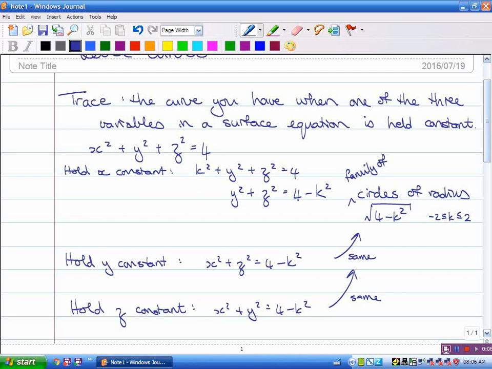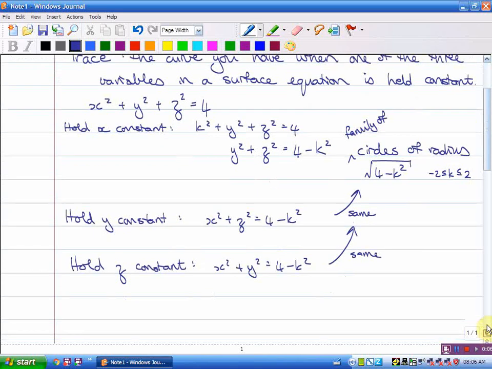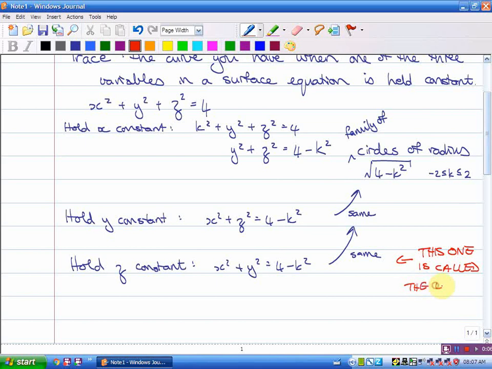Usually in tests and exams, we don't ask you for any old trace. We usually ask you for that last one, holding z constant. And in this case, it has a special name. This one is called the level curve, or the level curves.